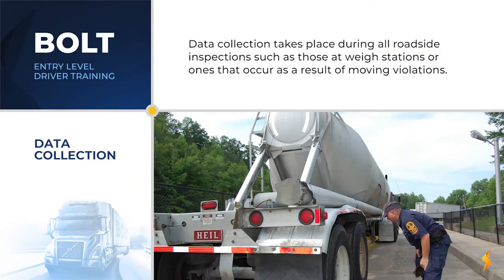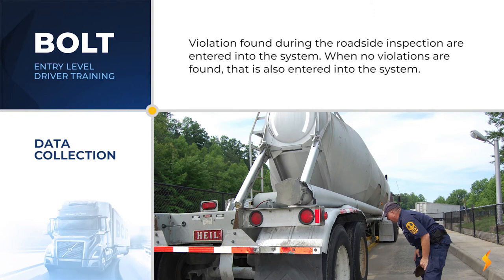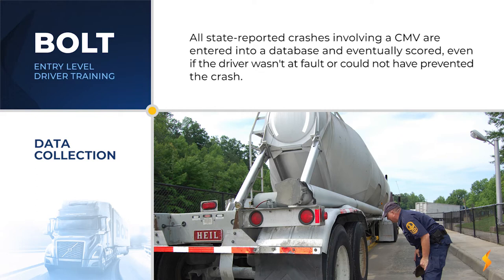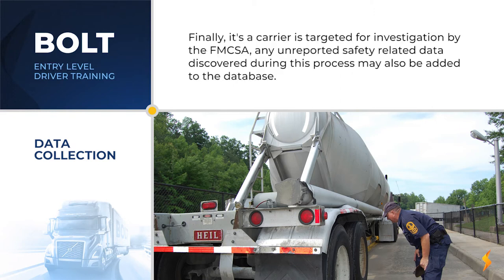Data collection takes place during all roadside inspections, such as those at weigh stations or ones that occur as a result of moving violations. Violations found during the roadside inspection are entered into the system. When no violations are found, that is also entered into the system. All state-reported crashes involving a CMV are entered into a database and eventually scored, even if the driver wasn't at fault or could not have prevented the crash. Finally, if a carrier is targeted for investigation by the FMCSA, any unreported safety-related data discovered during this process may also be added to the database.